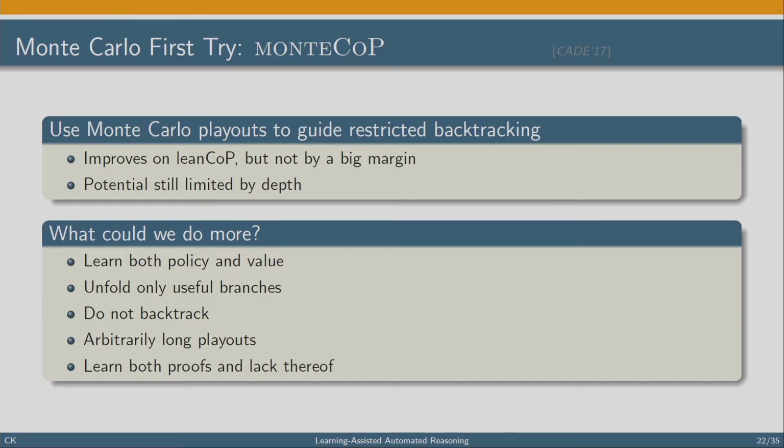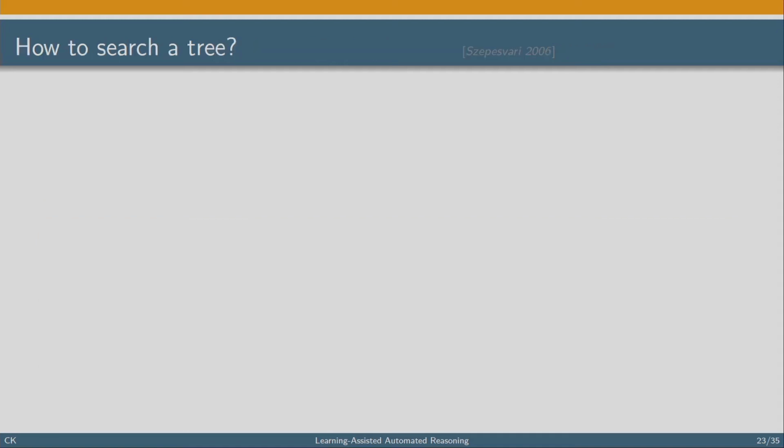What could we do more? One can learn both policy and value. Here, well, there's essentially no learning. There is a heuristic for how good a playout is. Unfold only useful branches. Do not backtrack, use arbitrarily long playouts, and learn both proofs and luck thereof. I'll comment on this later on.